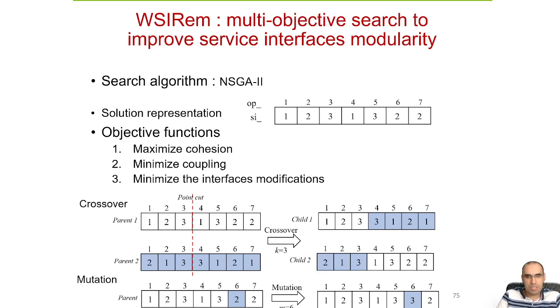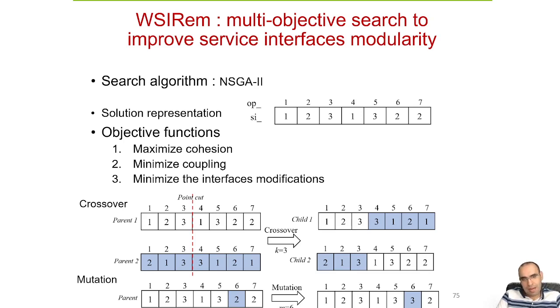Our solution representation is a vector where in each dimension we have an operation that is assigned to an interface. And for our objective functions, we considered three conflicting objectives. The first one is about maximizing the cohesion. The second objective is to minimize coupling, and the third objective is to minimize the interface modifications.